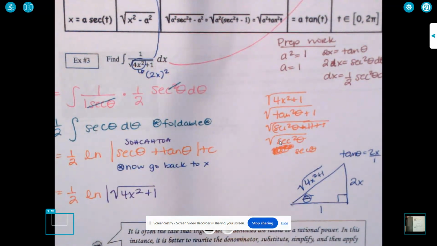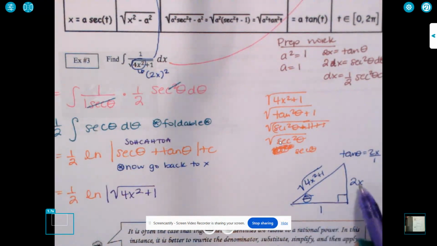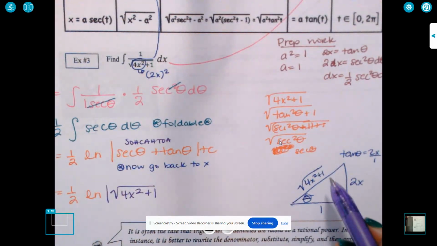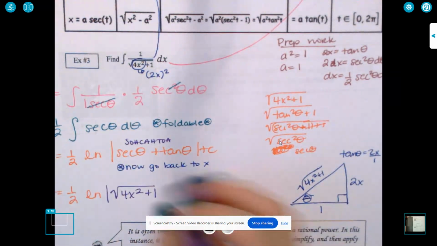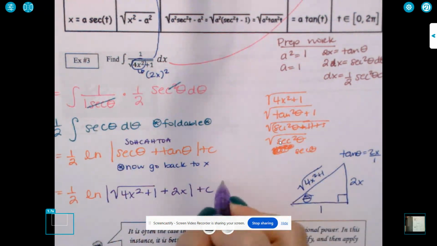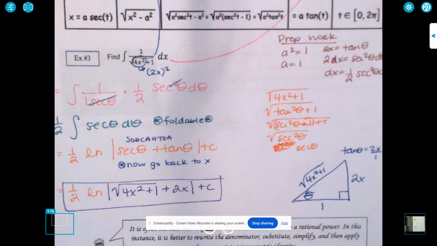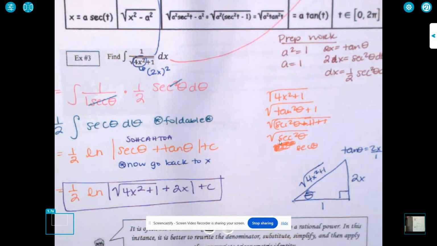And then tangent is normally opposite over adjacent. I'm sorry, it's just tangent, so it's opposite over adjacent, so 2x over 1. So plus 2x plus c. So there is your final answer. Okay. Now, if you were looking back through your notes, that SOHCAHTOA is just kind of stuck in there. It's just to remind you so that we can evaluate our functions the way they need to be.